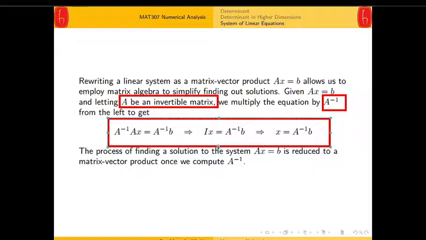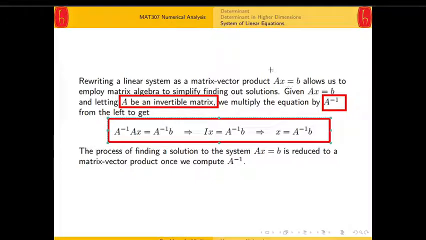So for any given linear system Ax equals b, if we can somehow find the matrix A inverse, we can easily obtain the solution. The process of finding a solution to the system Ax equals b is reduced to a matrix vector product once we compute A inverse. But finding A inverse is not a simple job. We will continue our discussion on finding A inverse, or solving systems of linear equations, in the following lectures.